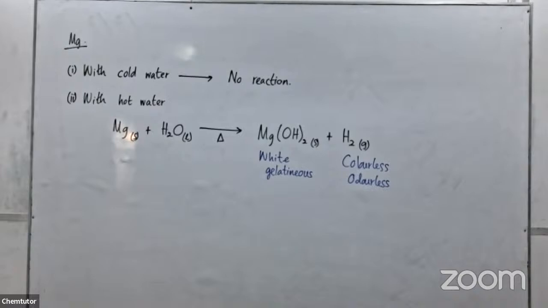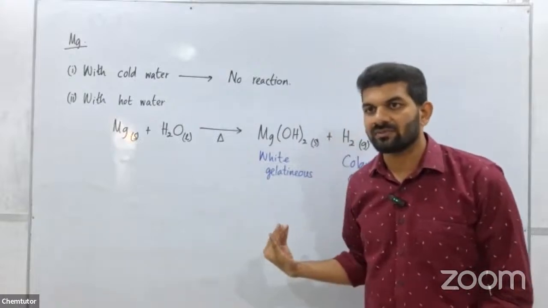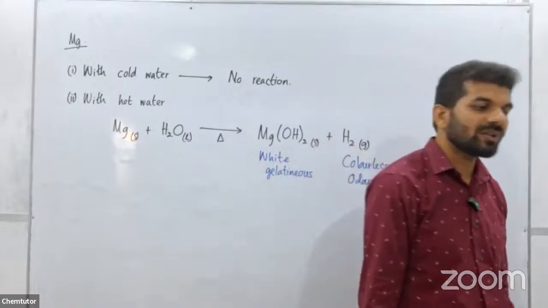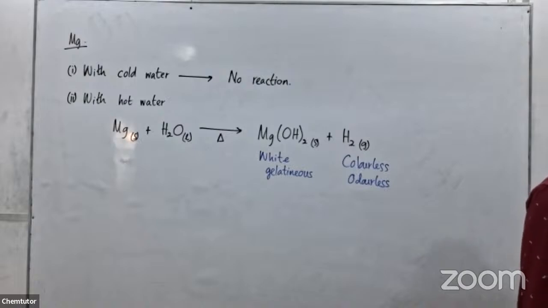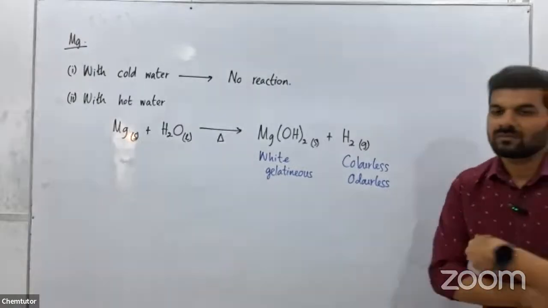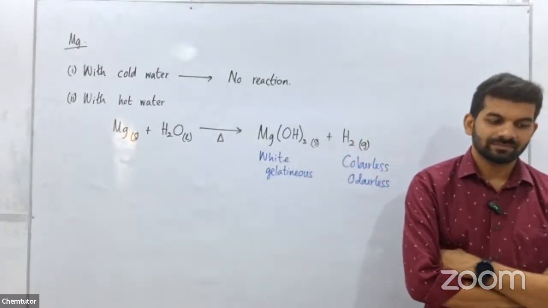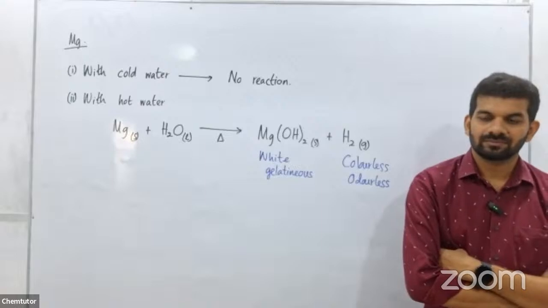Then the next one, part C: out of sodium and magnesium, which element is more reactive with water? That is sodium, no? We know that the reactivity decreases once we go across a period from left to right. That's the theory. So you can say sodium is more reactive than magnesium. The theory there is, across the period, the reactivity decreases.